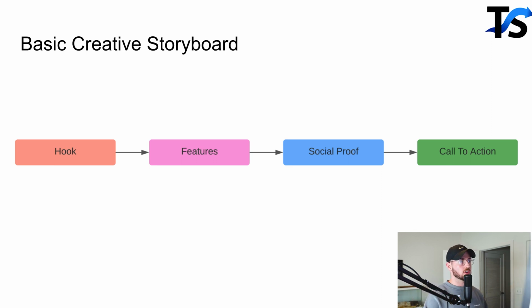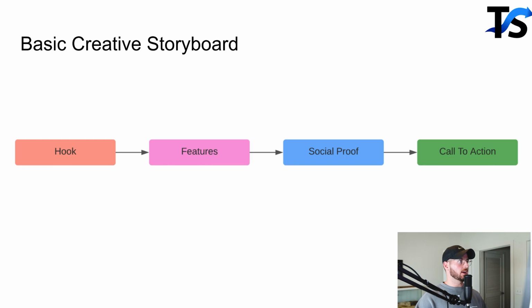Essentially, your hook grabs their attention, and they want to watch the video now. Features educate people on the product, how it helps them, what's in it for the customer. Then social proof is the simple fact of, hey, other people love this product too. So now you've got their attention, you channel desire into the product, show them social proof, and then boom, your call to action is a reason why they should purchase it now.